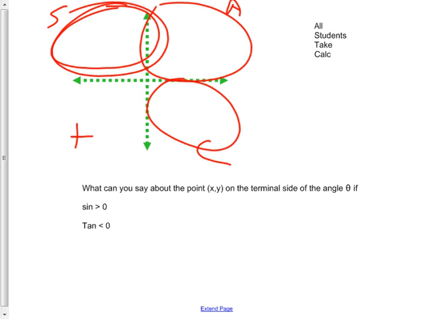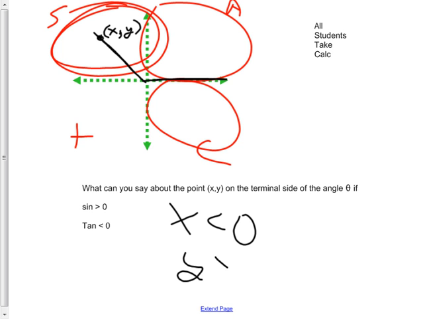So now that I've figured out where it is, the question is, what can you say about x and y? X is a negative. X is a negative, very good. What else? What could you say about y? Y is positive. Y is positive. And how about, this is kind of a curveball, what if they said, what do you know about cosine?